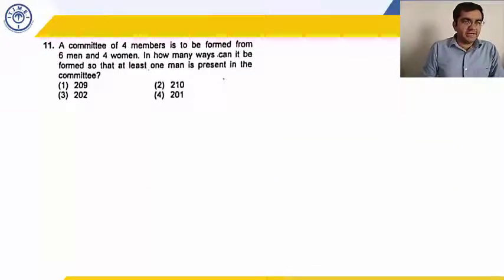This is question 11 from your handout. A committee of 4 members is to be formed from 6 men and 4 women. In how many ways can it be done so that there's at least one man present in the committee? Please take 30 seconds to solve this question.